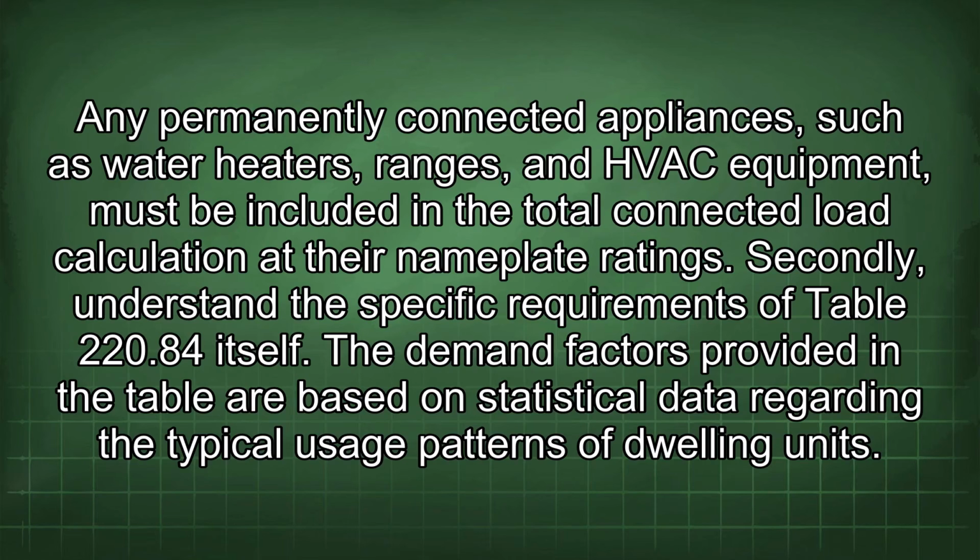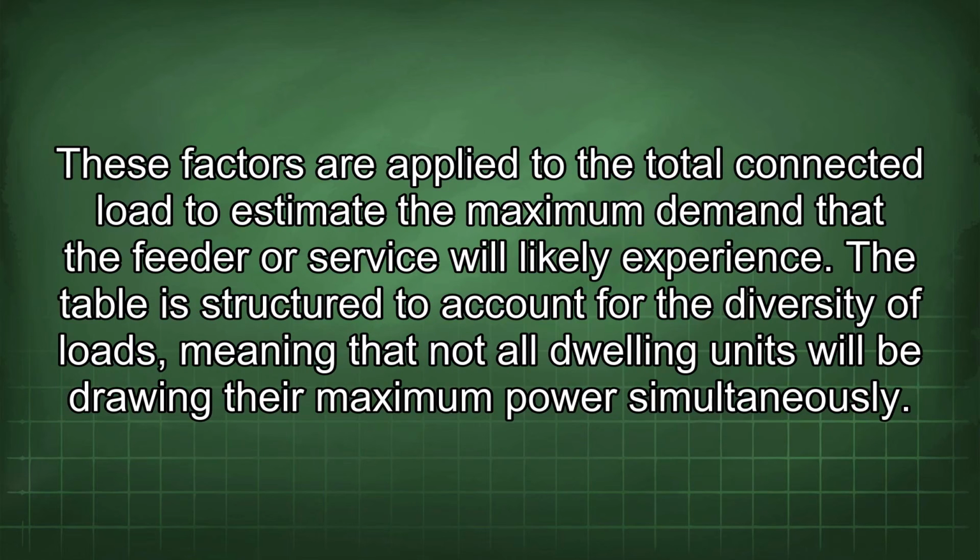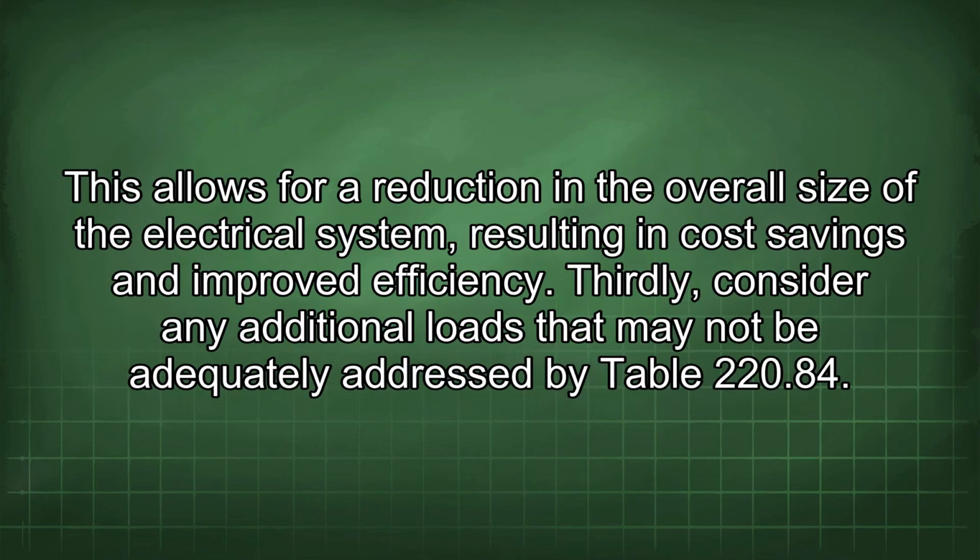The demand factors provided in the table are based on statistical data regarding the typical usage patterns of dwelling units. These factors are applied to the total connected load to estimate the maximum demand that the feeder or service will likely experience. The table is structured to account for the diversity of loads, meaning that not all dwelling units will be drawing their maximum power simultaneously. This allows for a reduction in the overall size of the electrical system, resulting in cost savings and improved efficiency.